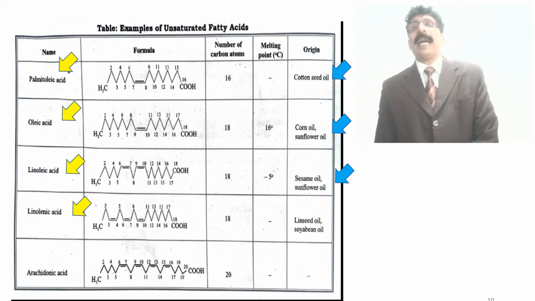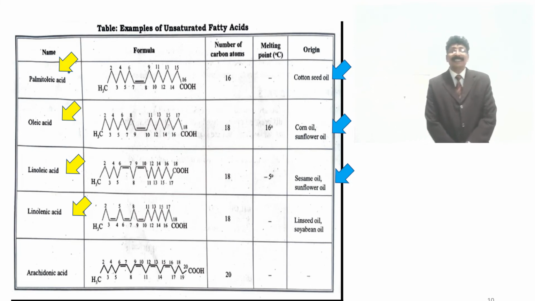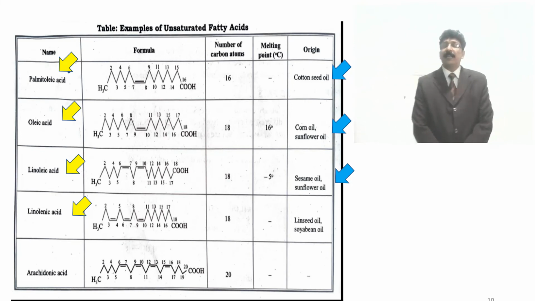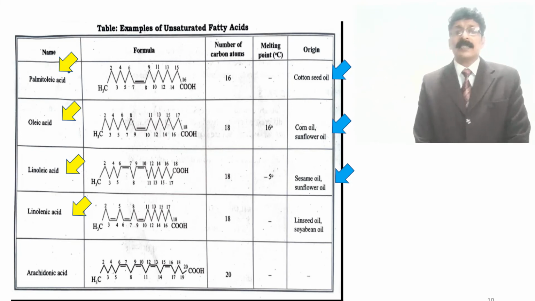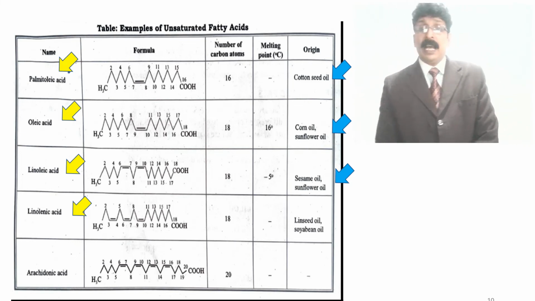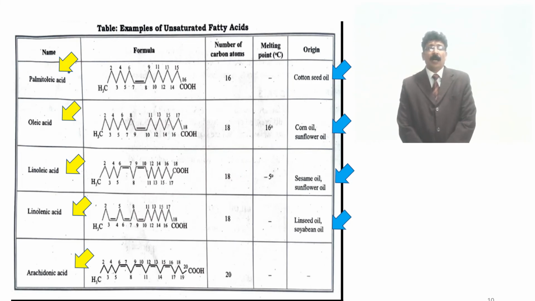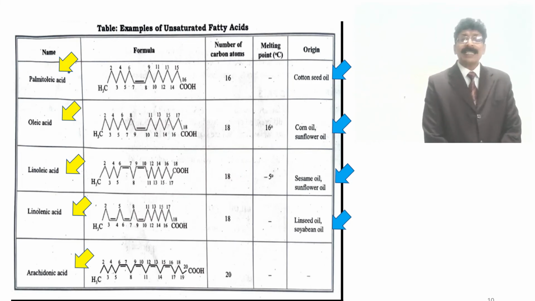Linolenic acid contains 3 double bonds. You can see the structure, 18 carbon atoms. It's present in linseed and soybean oil. Arachidonic acid, with 20 carbon atoms, is present in many compounds and oils, not specifically mentioned.